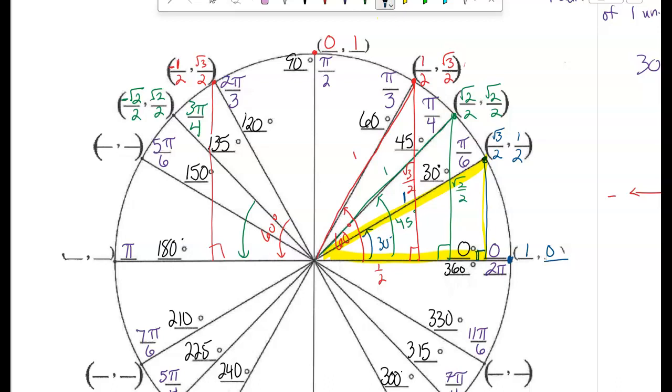What about if I go 150 degrees or 5 pi over 6? What's my reference angle? Oh, 30. So that means I use the exact same ones as over here. But again, the x is negative and the y is positive. So if I asked you for the sine of 5 pi over 6, you guys would tell me? Positive what? Now, if I said cosine of 5 pi over 6, you guys would tell me what? Negative root 3 over what? 2.